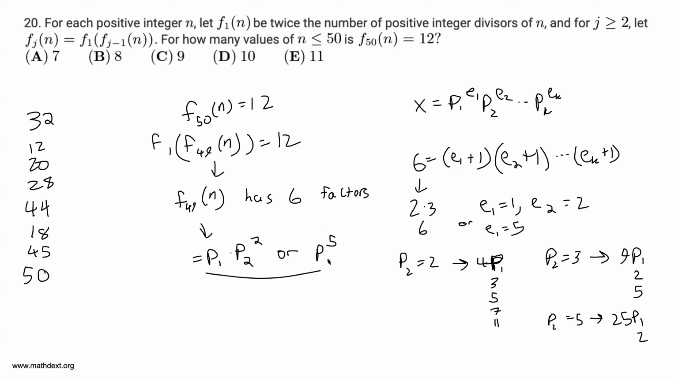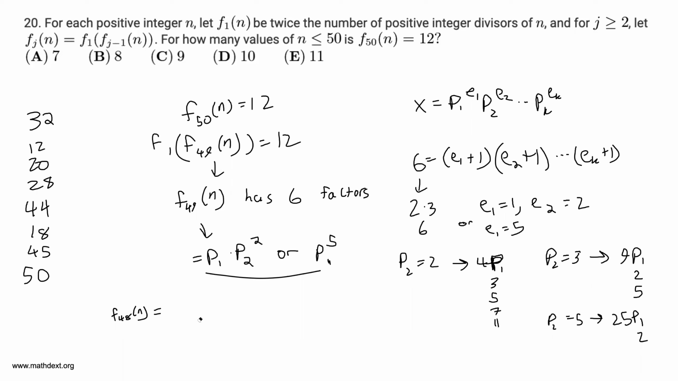Now we could go ahead and say, well, hey, if F49 of n is 12, then these values could be for F48 of n or F47 of n. And actually, since each of these numbers has F1 of itself equal to 12, F50 of itself is also equal to 12. So these are actually all solutions. However, we're not done because F48 of n could be equal to one of these, right? F48 of n could be equal to 32, 12, 20, etc. Any of those solutions.